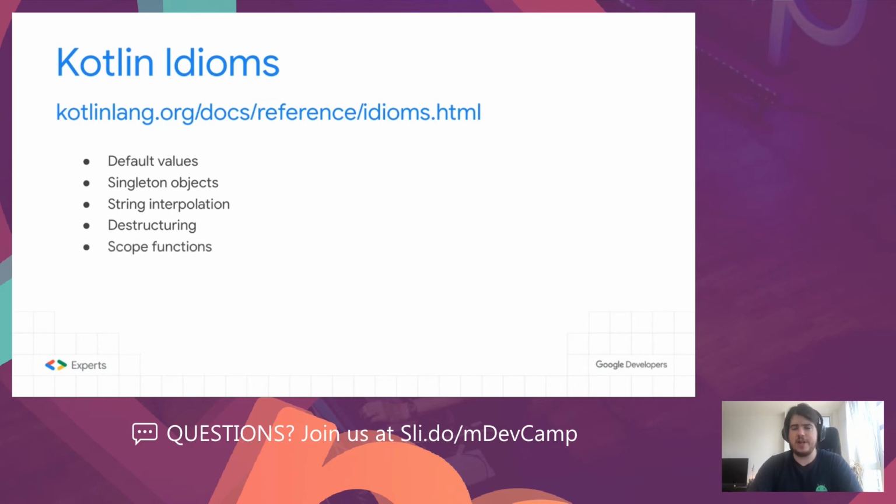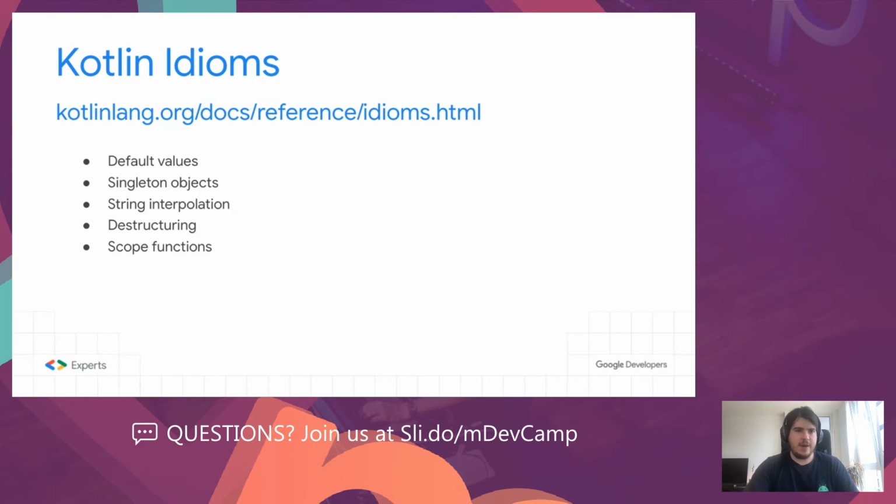Scope functions, which can sometimes be misused. You have run, let, also, and apply, based upon the type of receiver that you want, based upon the type of parameter you want. There are lots of nice resources online to give you hints about which ones to use and where. I won't cover that. It's not relevant for this talk, but I can share it later if anybody is interested.